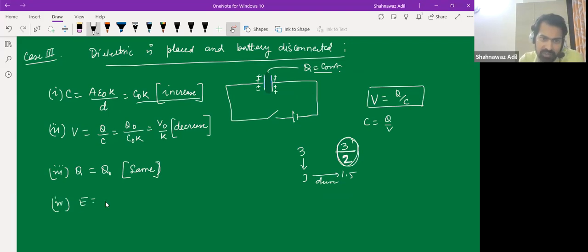Which is V by D. So V is V naught by K and then D. So V naught by D is E naught by D. So this is E naught by K. So this is increased or decreased or same? Decreased. So again it is decreased.